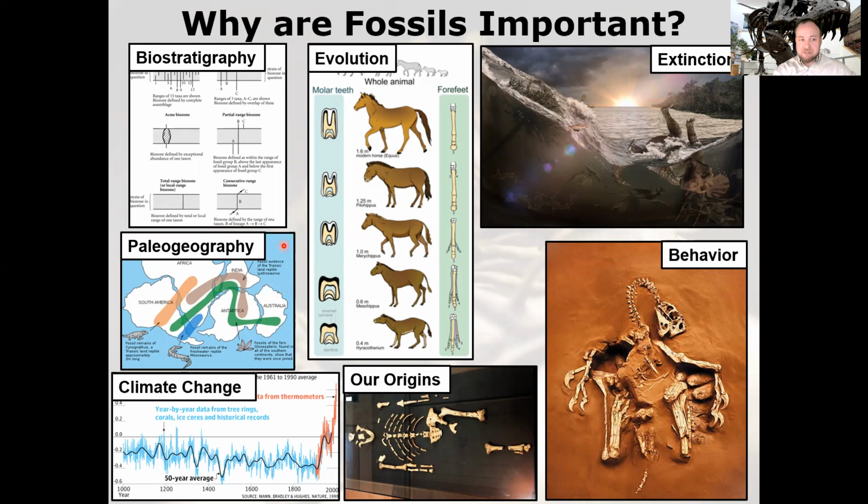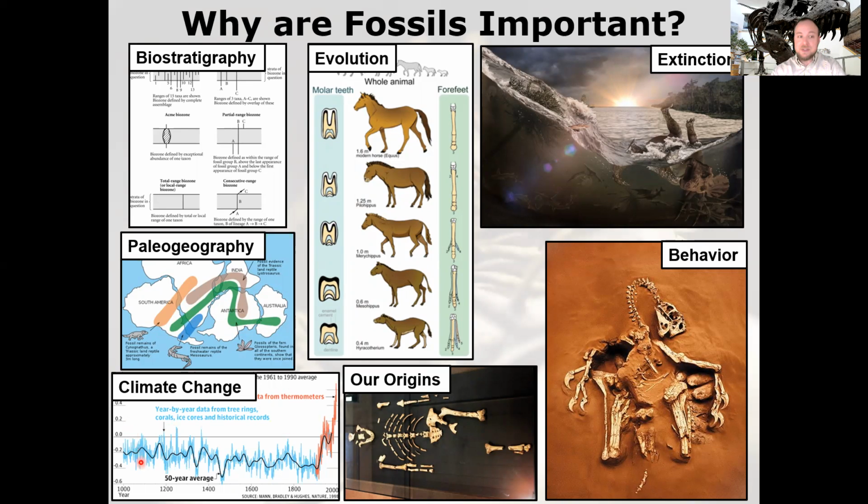We also use it for paleogeography. So if we look at fossil distribution, again, this was one of the major pieces of evidence for plate tectonics. These land-based organisms or freshwater organisms couldn't have swum across the oceans. We need to put the continents back together, recreate geography of the past, paleogeography, to make this make sense.